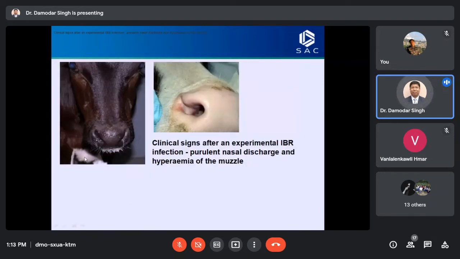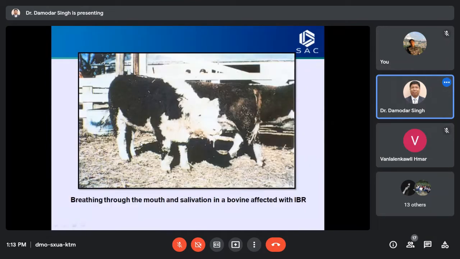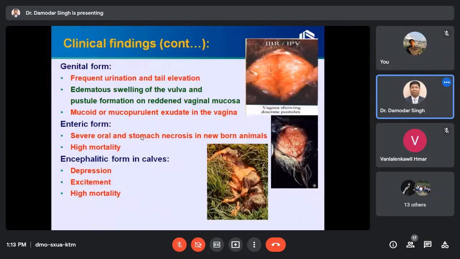Then these are some more: salivation, then reddening of the conjunctiva and mucopurulent discharges from the nostril, right? Then open mouth breathing with respiratory difficulty. So these are also open mouth breathing and salivation from the mouth.